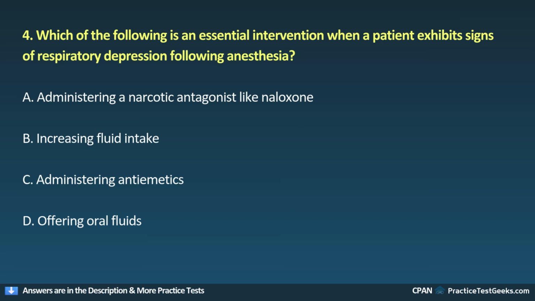4. Which of the following is an essential intervention when a patient exhibits signs of respiratory depression following anesthesia? A. Administering a narcotic antagonist like naloxone. B. Increasing fluid intake. C. Administering antiemetics. D. Offering oral fluids.